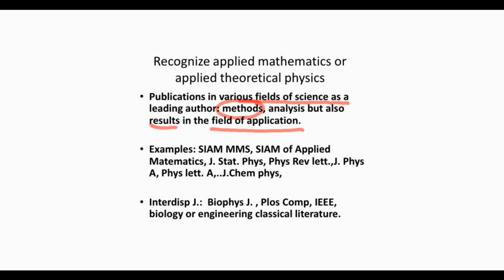And what is the meaning of this? It means to publish as a leading author in applied journals, such as the journals in the community of the application. So for example, not only as an applied mathematician, people should publish in the classical SIAM type review or Journal of Statistical Physics or the Physical Review type journals or Journal of Physics. There is plenty of them.